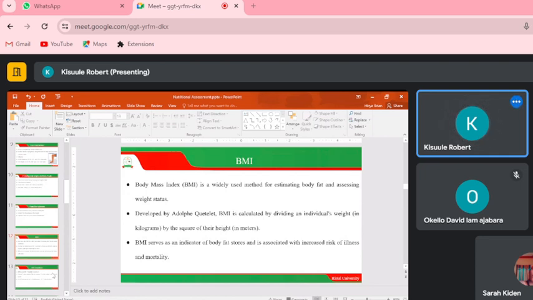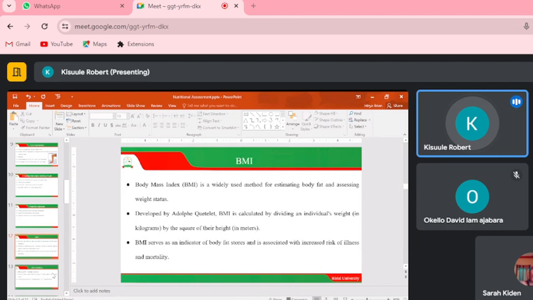Like I've said, this is a widely used method of estimating body fat and assessing weight status. It was developed by that gentleman, Adolf Quetelet, and it is used by dividing the individual's weight in kilograms by the square of their height in meters. When we say a square of the height, if your height is 175 centimeters, that is 1.75, right?